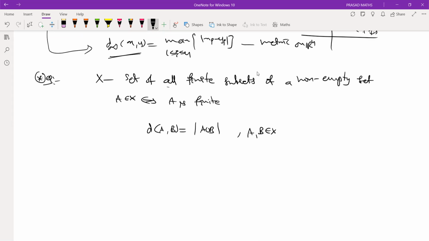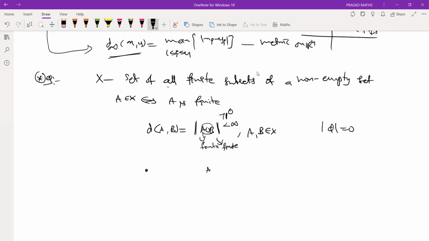Is it a metric? Is the cardinality meaningful? Yes, because A is a finite set and B is a finite set. A finite union of finite sets is always a finite set. Therefore the cardinality is finite, so it is a finite real number. Therefore the distance is always non-negative. Why non-negative? Because the cardinality of the empty set is 0. So for the first condition there is no problem.